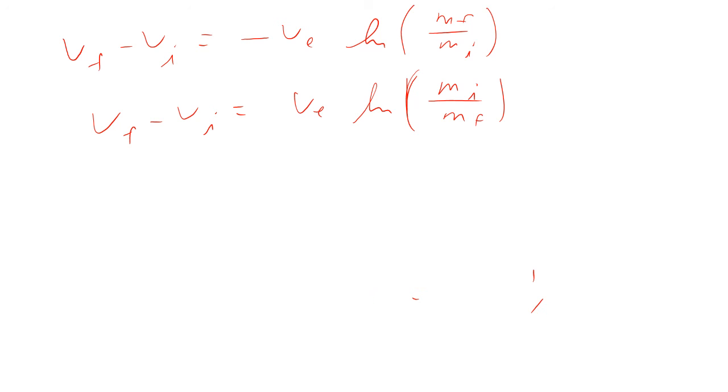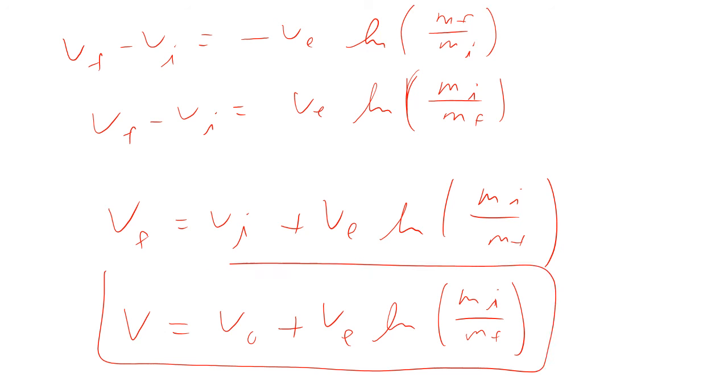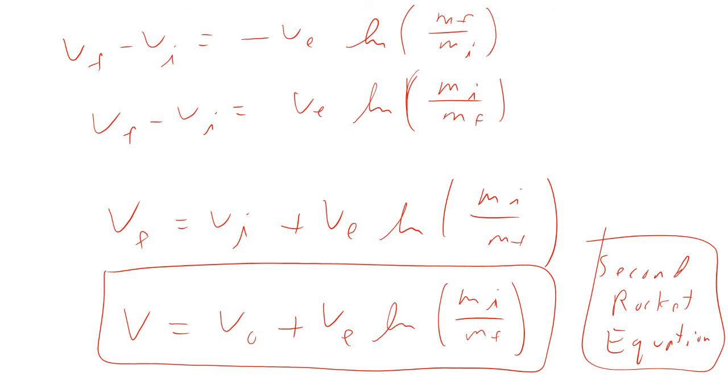Well, now I can put this all in one thing. So v final equals v initial plus v_e natural log of m initial over m final, or using the notation we've been using, v for final velocity equals v naught, the initial velocity, plus v_e natural log of m initial over m final, and that is Tsiolkovsky's second rocket equation. So now all we have to do is apply these things.